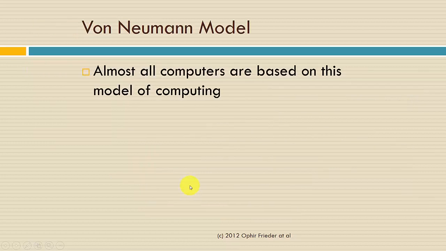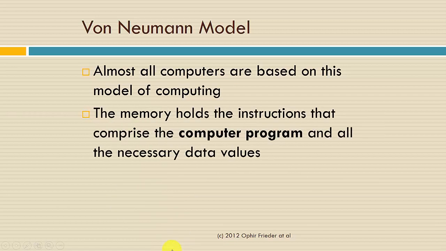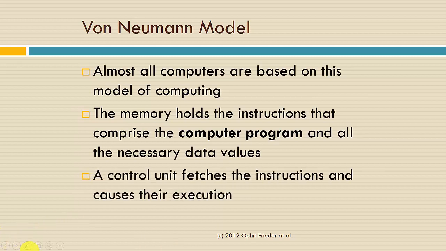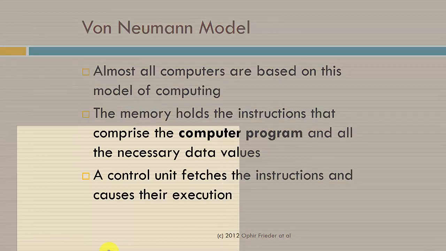Next, we're going to talk about something called von Neumann's model. And once again, the concepts of how this works are somewhat important, but not the most important thing. Whether or not you understand this is not going to change whether or not you can program. So almost all computers, though, are based on this model of computing. The memory holds the instructions that comprise the computer program and all the necessary data values. And the control unit fetches the instructions and causes their execution.